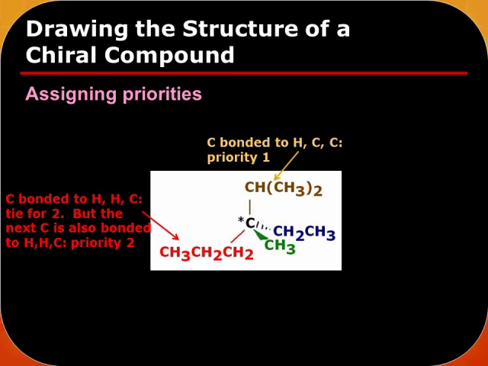If you go to the next one, also the same. 2 hydrogens, 1 carbon next to it. So definitely this will have a second priority, right? Next, let's see. The carbon that is bonded to the chiral center is having 2 hydrogens and 1 carbon. Why is it having the third priority? Why not the second priority?